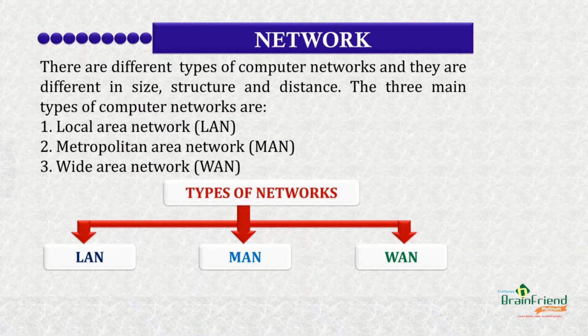In the first part of this lesson, I also mentioned that there are different types of computer networks and they are different in size, structure, and distance coverage. I mentioned that the three main types of computer networks are the local area network, LAN, the metropolitan area network, MAN, and the wide area network.